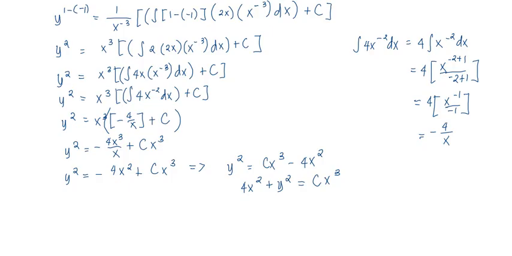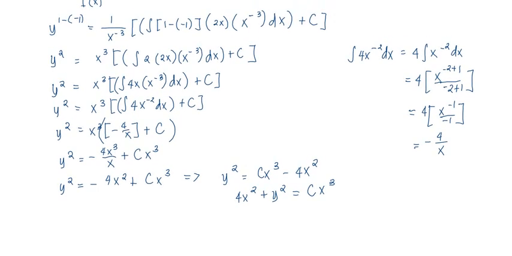But it's much better if the first term that we have is positive, unlike this one, which is negative, so that it looks nicer. But there is no rule that says it must be arranged this way. So anyways, that's going to be the solution of the differential equation that was given. So we have y squared is equal to 6cx cubed minus 4x squared, or you could have 4x squared plus y squared is equal to cx raised to 3.